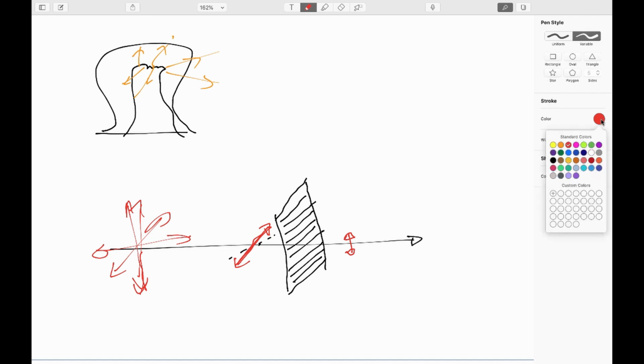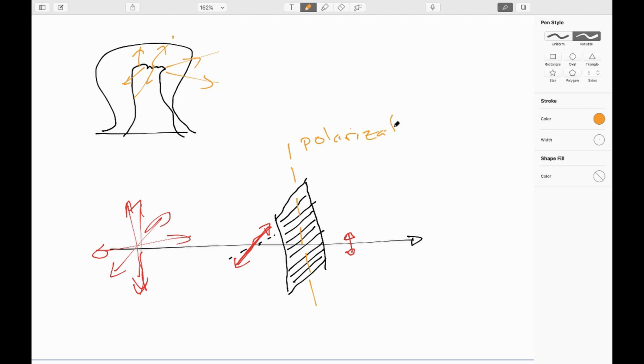So again, we are usually more interested in what it does in the end result. So we don't think about how it's absorbing. We think about the bit that's transmitted through. And the bit that's transmitted through will be perpendicular to all these little antennas. And we'll call this the polarization axis of our sheet of Polaroid, or the transmission axis.